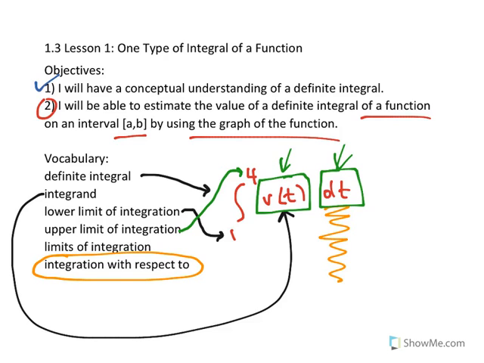So today we looked at a couple of examples. The first one was a word problem, and that helped us to develop a conceptual understanding of a definite integral. A definite integral represents a product, and in the word problem that we looked at, the product was between velocity and time, so it gave us the distance traveled by the plane. And then we also looked at objective 2, where you are able to estimate the value of a definite integral of a function on an interval from a to b by using the graph of the function, understanding that the definite integral represents the area under the graph of the function above the horizontal axis between the lower and upper limits of integration. And we looked at estimating the value of a definite integral by counting squares. And of course, we focused on vocabulary.